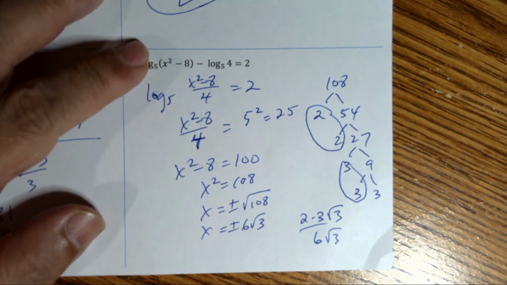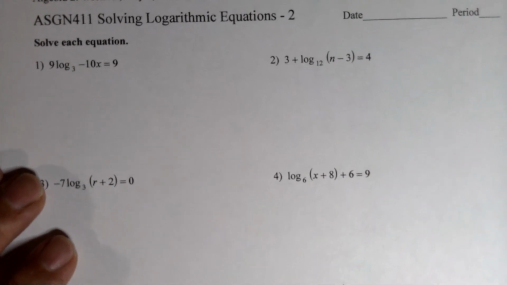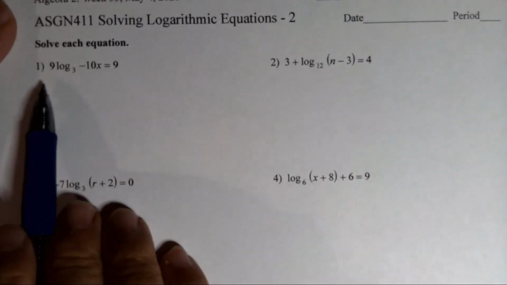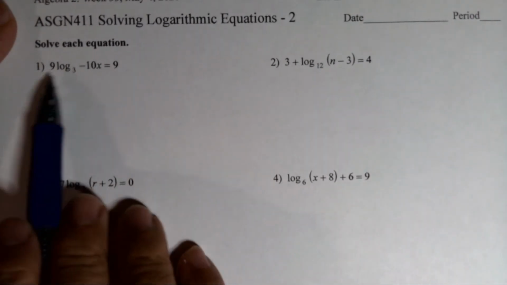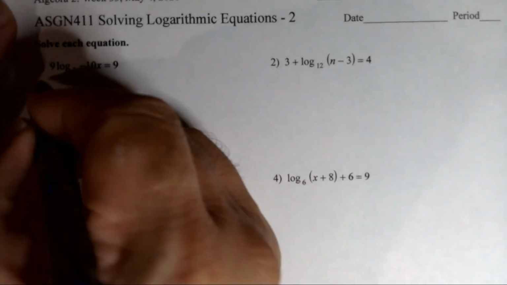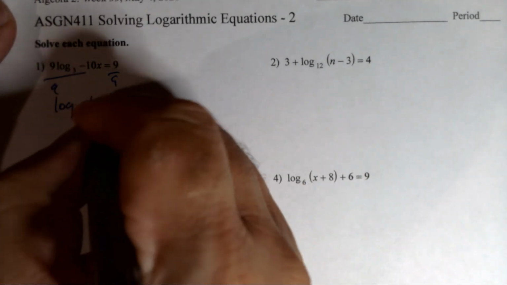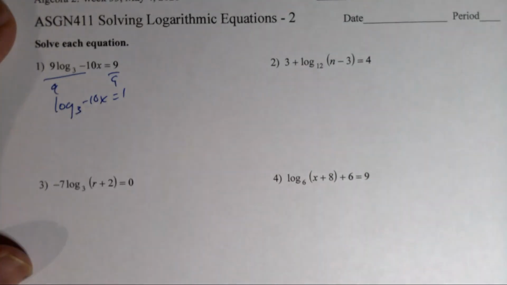Okay, so I'm going to do a couple examples from the homework, because it's a little different. So the first couple problems are a little different, but it's still the basic idea. So I have a 9 out here. So I got to get rid of this 9. It's 9 times the log. To get rid of 9 that's being multiplied with log, you divide by it. So what I got is log base 3 of negative 10x equals 1.